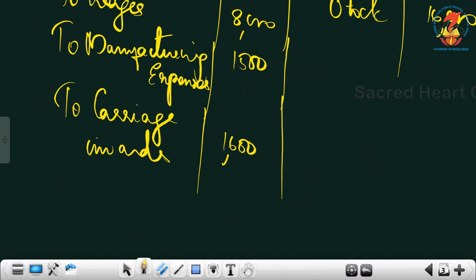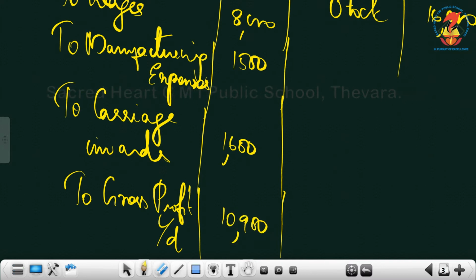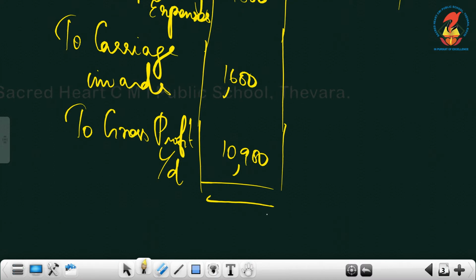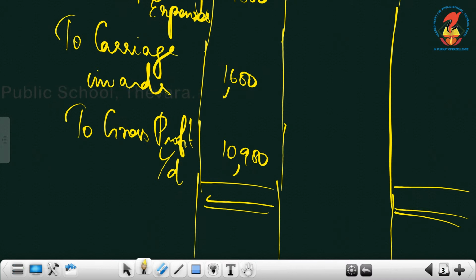Sometimes it can be a gross loss also. Here it is gross profit. So you write to gross profit carry down. The amount is 10,900. Then write the totals. Here the total is 58,000. Calculate the amounts and write. Don't use calculators.